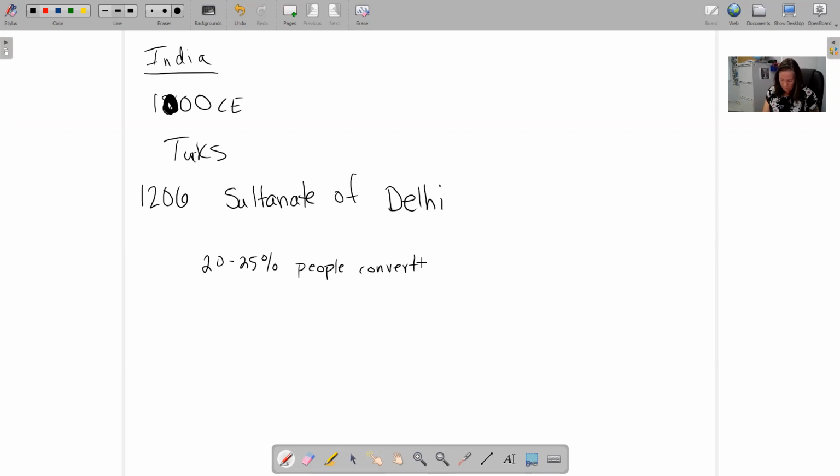And the people that they did get to convert were often low-level caste members of society. And that's because Islam doesn't believe in the caste system. So that's a big plus. If you're an untouchable in Hindu society, then it's advantageous of you to hop over to a religion that doesn't believe in untouchables.